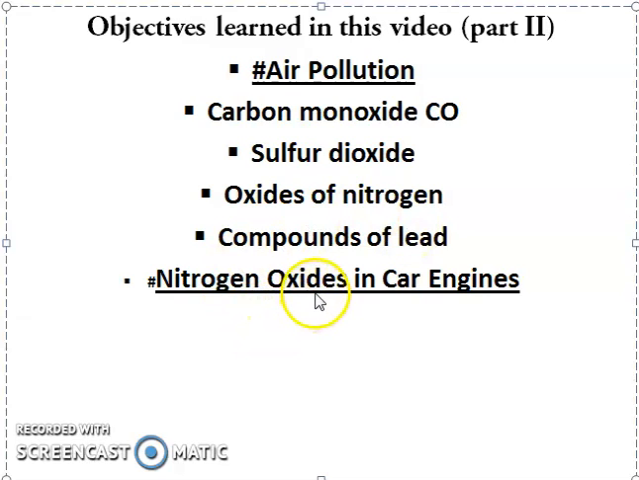And in nitrogen oxides in car engine we saw there is a converter with a catalytic honeycomb, which helps to convert the harmful gases, carbon monoxide and nitrogen oxides, into harmless gases. Okay, and we saw the presence of the catalytic converter. Now let us proceed to our part 3.